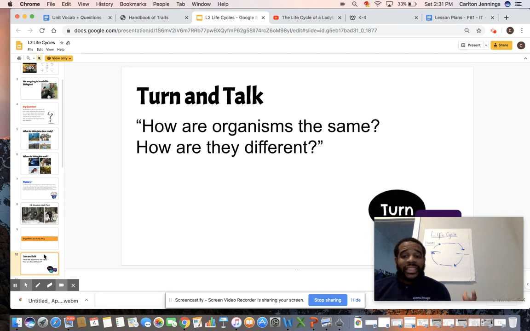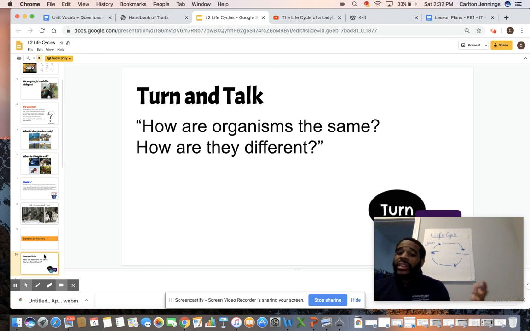All right, organisms can be the same in different ways. They can be different colors. Some organisms have hair like us, but also dogs have hair. Maybe some things don't have hair, like penguins don't have hair, but we do. So that's something that's different. And like I said, with the dog, we have hair and they have hair.